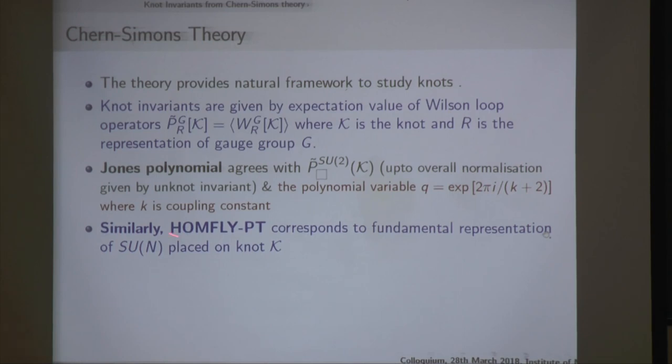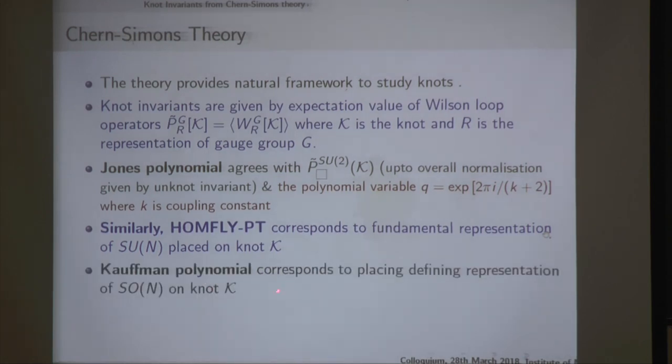Similarly, HOMFLY-PT, as I said, will correspond to the SU(N) gauge group, where you put the fundamental defining representation on the Wilson loop. Kauffman will correspond to taking the vector representation of SO(N) on knot K. So this is the way various different knot invariants can be computed within Chern-Simons theory by changing the gauge group. The conventional known knot theory polynomials correspond to putting the defining representation.